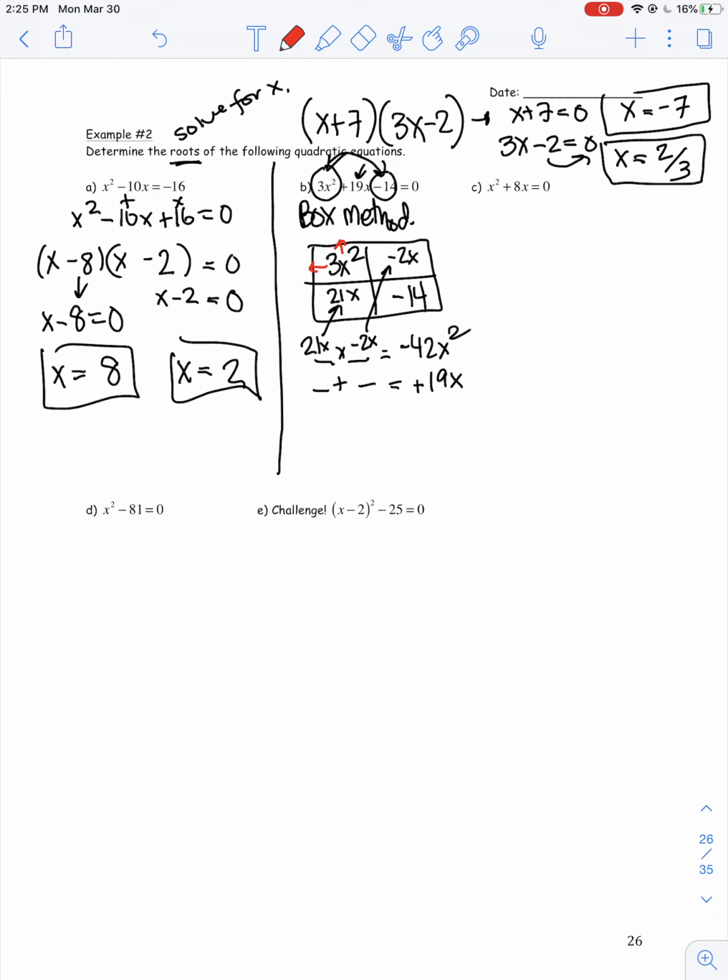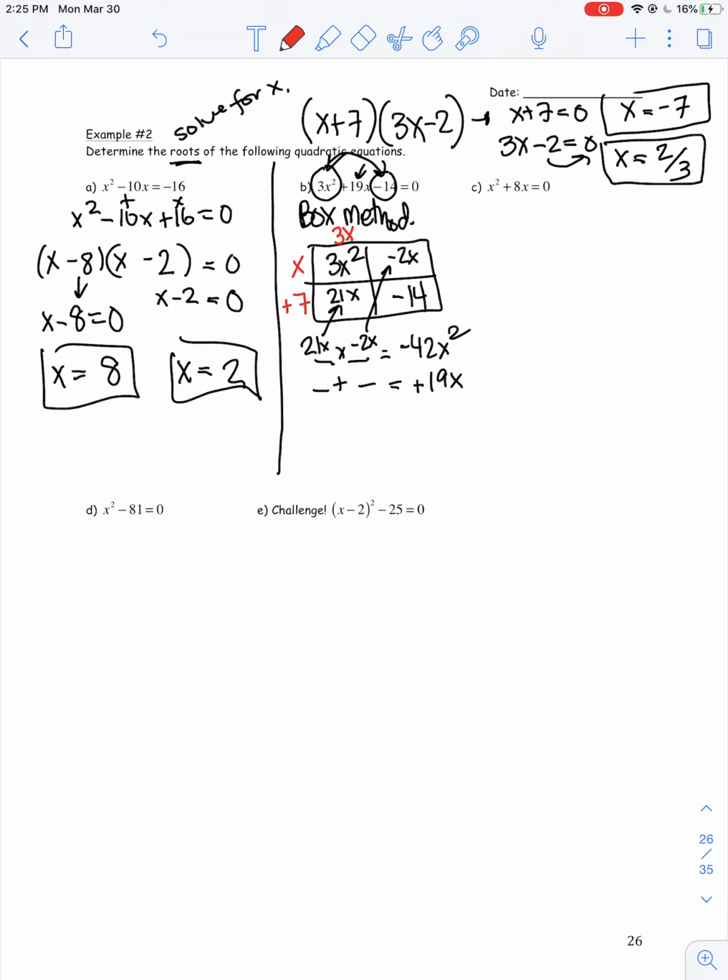Well, we're saying what times what gives us 3x squared. Well, let's say I know that 3x times x gives me 3x squared. Well, what if I put a 3x here? Will that work for this box? Well, no, because 3x times something here doesn't give me negative 2, so I can't put the 3x in that spot. Okay, so I have to put 3x here and x times here to multiply to 3x squared.